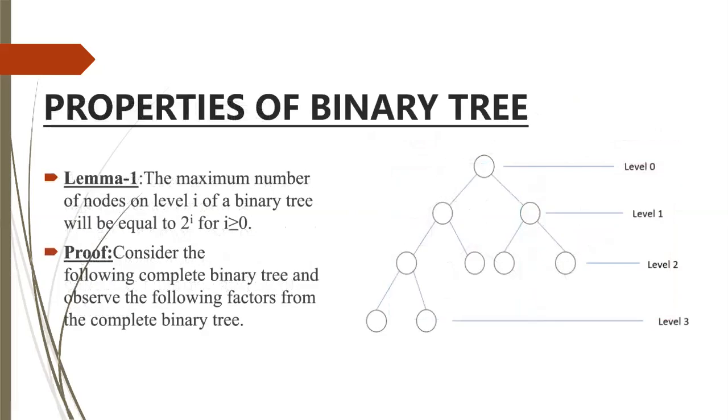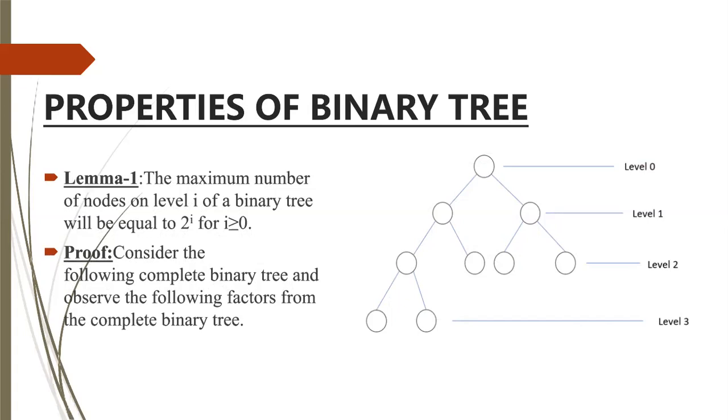Next, let's come to the properties of binary trees. There are two main properties, lemma 1 and lemma 2. Lemma 1 states that the maximum number of nodes on level i of a binary tree is equal to 2^i for i greater than or equal to 0. And the maximum number of nodes in a binary tree of depth k is equal to 2^k minus 1. Let's get to the proof and see how it works.